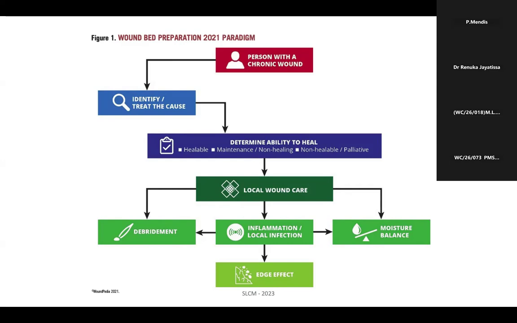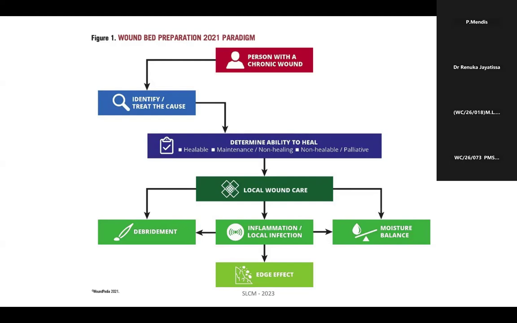If it's ischemic, you have to revascularize. Venous, you've got to sort the varicose veins out. Lymphedema, you've got to start compression properly. Neuropathy, you've got to get offloading. If there's sepsis, you've got to get source control. Until you sort that out, there's no point in doing anything else.